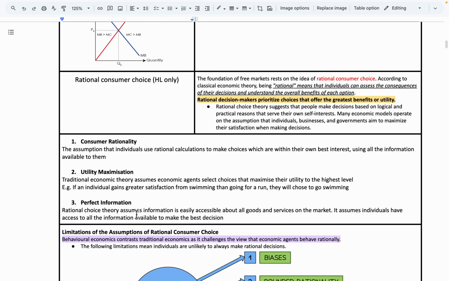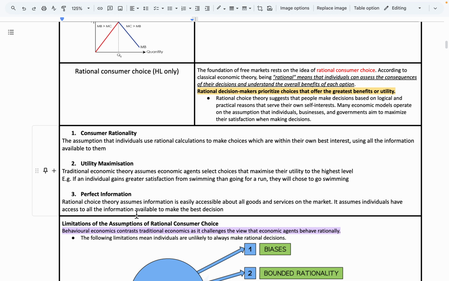Okay, so rational consumer choice. This one I was really confused about. So the foundation of free markets rests on the idea of rational consumer choice. So according to classic economic theory, being rational means that individuals can assess the consequences of their decisions and understand the overall benefits of each option. So rational decision makers prioritize choices that offer the greatest benefits or utility, happiness towards them. So rational choice theory suggests that people make decisions based on logical and practical reasons that serve their own self-interests.